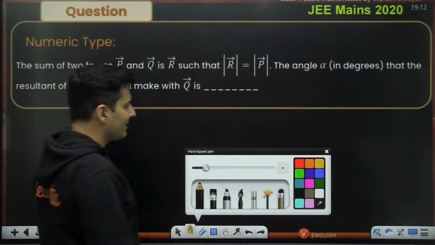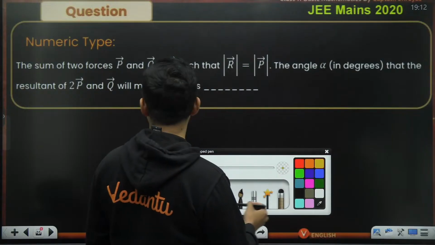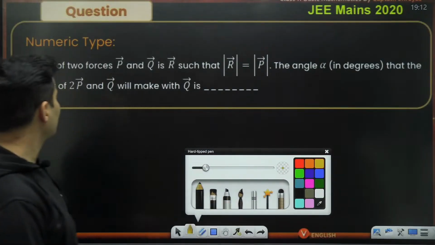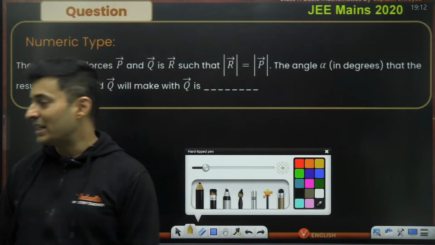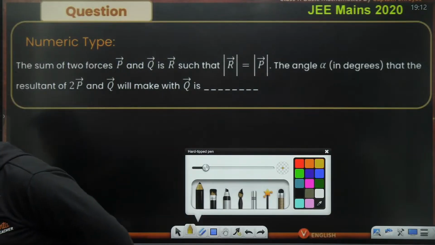Okay, so let's start with this. Let's assume the sum of two forces P and Q is R such that R is equal to P. Nothing else has been mentioned. Okay, as you can see over here.